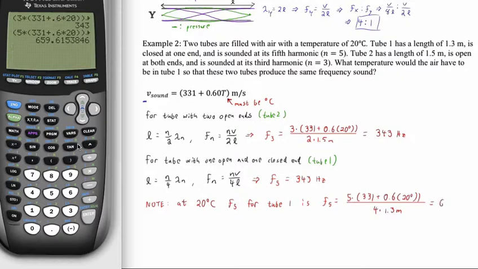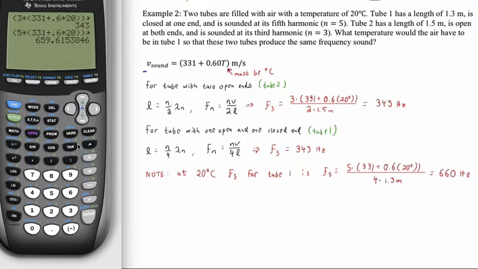Okay, so that is going to be 660 hertz. So you can see they're really not very close at all, so we're going to need some outrageously large temperature here. All right, but let's go ahead and solve for it. So then, to solve for T needed for tube 1.